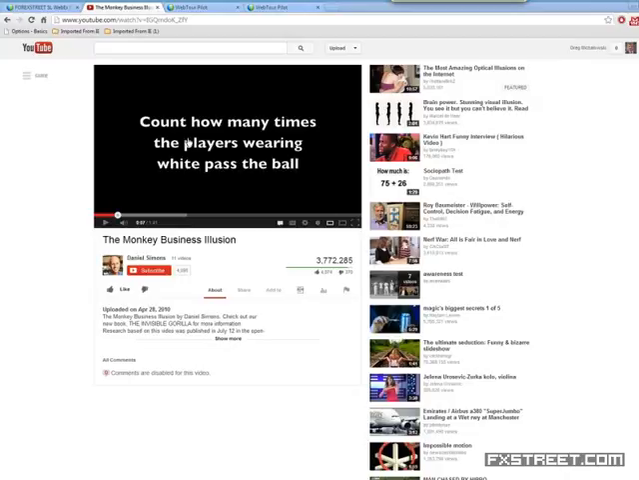I assume that you can read what it says right now: count how many times a player wearing white passes the ball. You're going to see 6 people on the screen, 3 in white and 3 in black, and each team is going to have one ball. They're going to pass the ball back and forth. What I want you to do is focus on the people in white, and count how many times they pass the ball to each other.